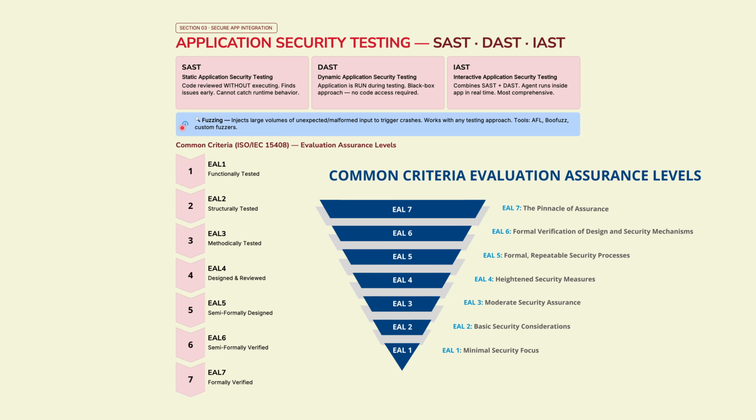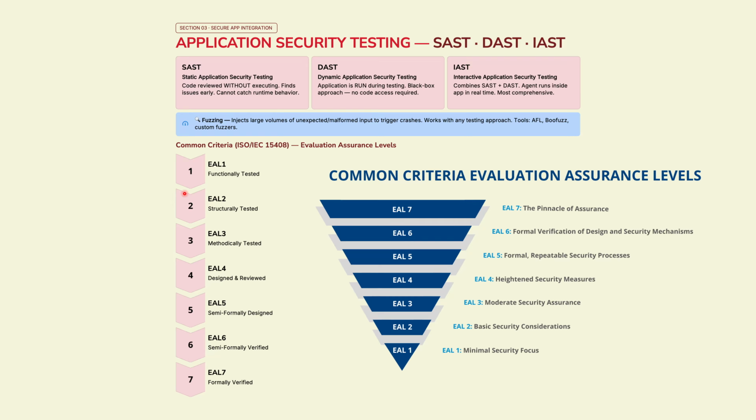Now, fuzzing is used to inject large volumes of unexpected or malformed input to trigger crashes and expose weaknesses. It works alongside any testing approach. Tools include American Fuzzy Lop and some other different types of custom fuzzers. Now, finally, let's review the Common Criteria evaluation assurance levels. By looking at the screen, you see that there are 7 levels over here.